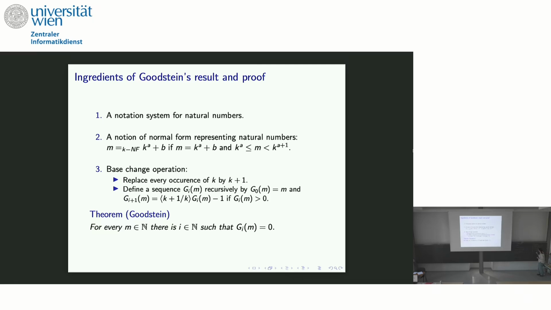The other element is normal form preservation. What this means is that if I have an m written in k normal form, when I change the base, the m prime is in k plus 1 normal form. Right? And that's why we had to write again the elements in normal form. And this is the first step.